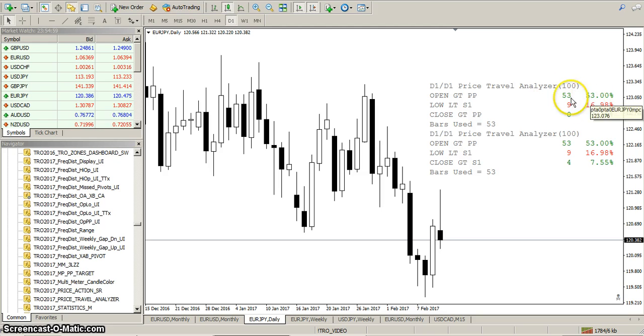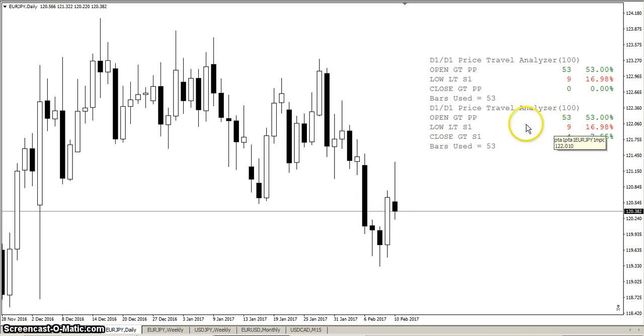Now, let me explain about these numbers here, just so there's no confusion. 53%. So 53 out of 100 times, the open was greater than the pivot point. So that's why that's 53. Now, 9 times out of that 53, the low was below S1. So 9 divided by 53 is 16.98. So I just want to make sure people don't say, hey, how come that's 16, it should be 9. No, this is the first filter. And so after we filter that time, then we look to see how many times this occurred.